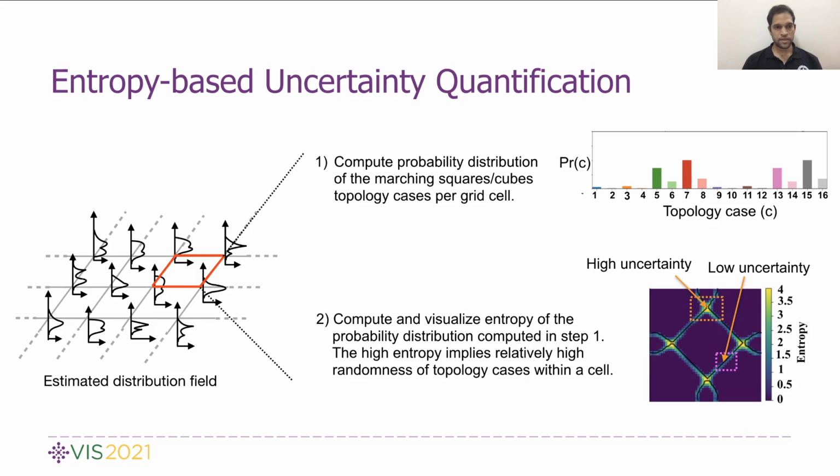topological uncertainty. In the entropy-based uncertainty quantification, we again compute the topology case histogram for each grid cell, but now we compute the entropy of the probability distribution, which captures the randomness of topology cases within each grid cell. Usually, the uniform distribution of topology cases yields high entropy values. Having derived entropy values, we visualize the entropy values via color mapping, as illustrated in the bottom right image.